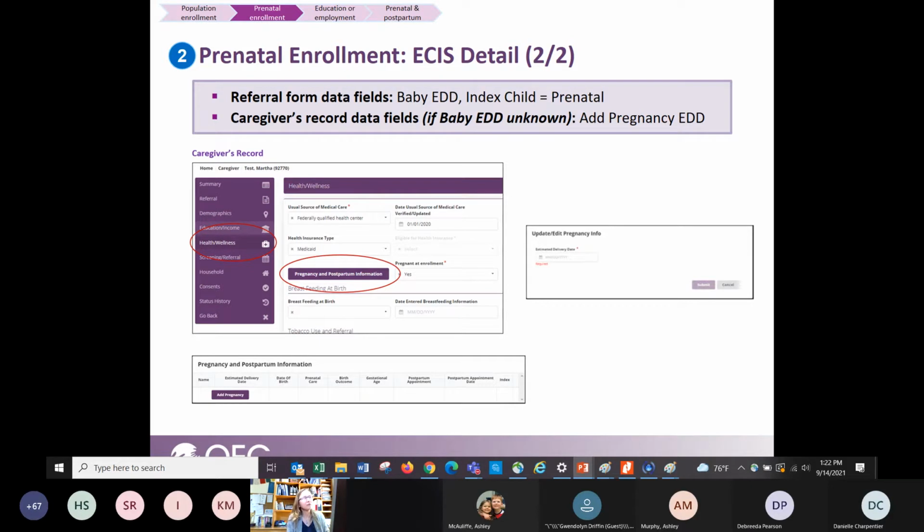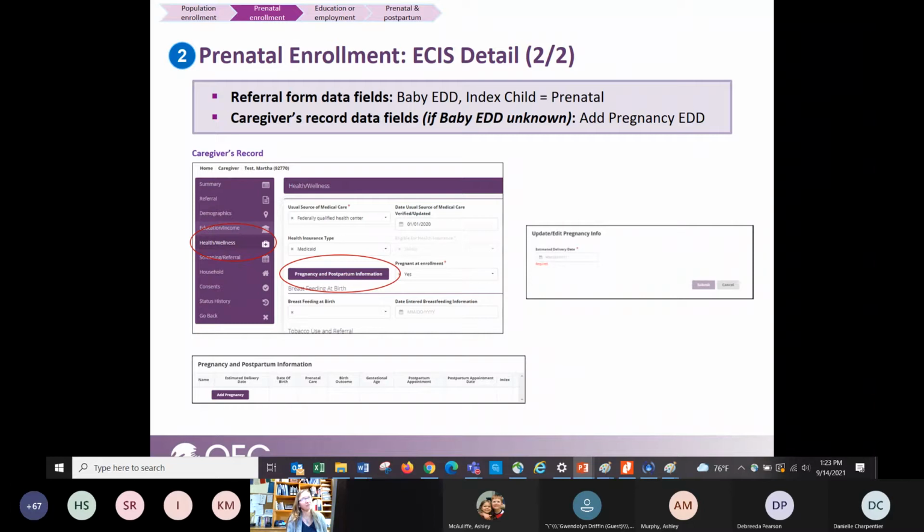So what this slide shows is that you can add that in after the fact. And the way you would do that is in the mom's record or dad's record under the health and wellness tab. And we've added this new pregnancy and postpartum information table, which is what's circled there. What's circled is the link where you would click, and it would bring up the table that's shown below. And you would click add pregnancy, and it would pop up to the right. And that's where you would add the EDD.